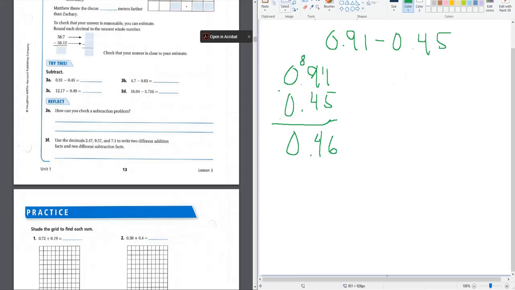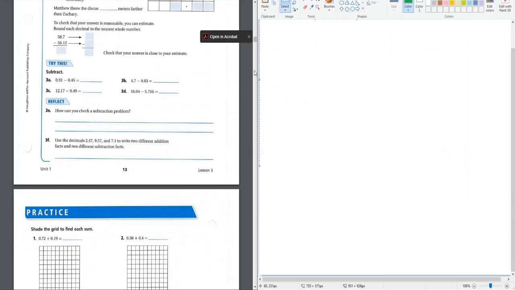Now this one's very interesting. Let's try 3D. So here we have 16.04 minus 5.716. So I'm going to put 16.04 first. If I can, there we go. 16.04 minus, that's my tenths place. This is my tenths place, so I'm going to line them up. And then wherever the rest falls is where it falls.